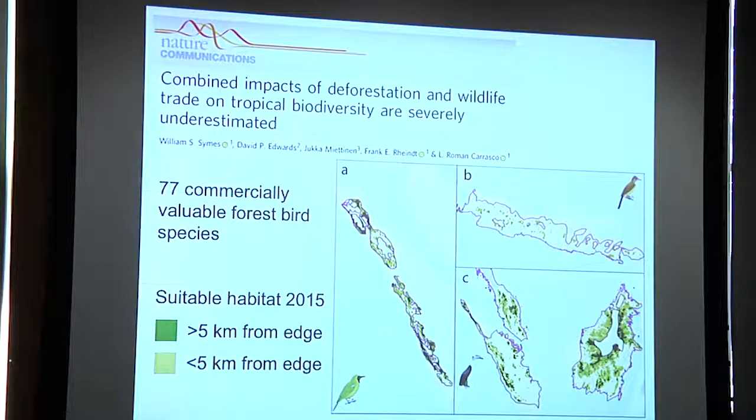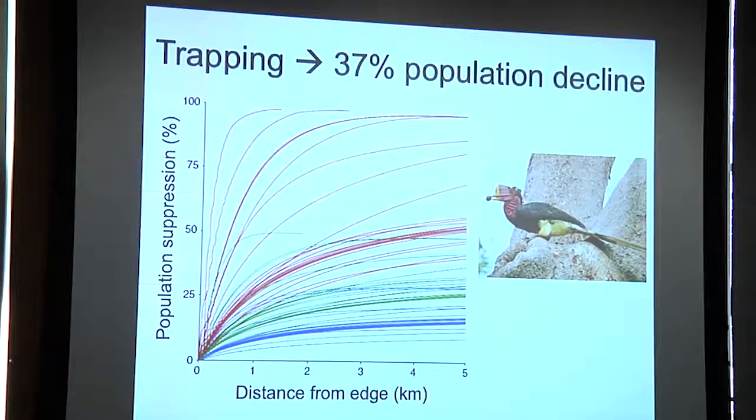looked at the remaining forest that they have, which is in green, and he's divided that forest by more than 5 kilometres from an edge, in other words where a cage bird trapper will tend not to go, and he's got those places where they will go in pale green. So when we plot that out for our 77 species with distance from forest edge on the X and the population suppression on the Y that we would expect through trapping, we in fact find that on average 37% of birds are likely to have been trapped already through accessibility issues for trapping.